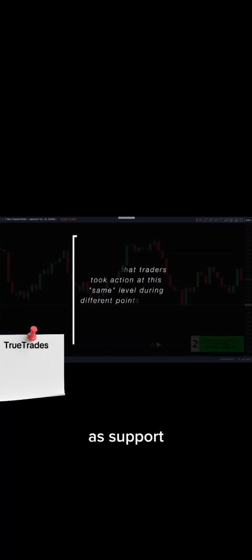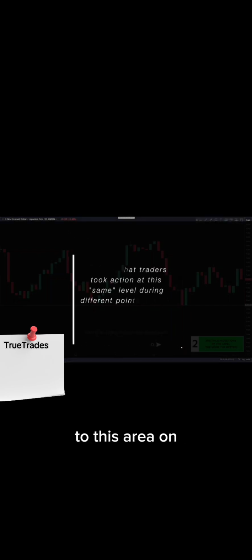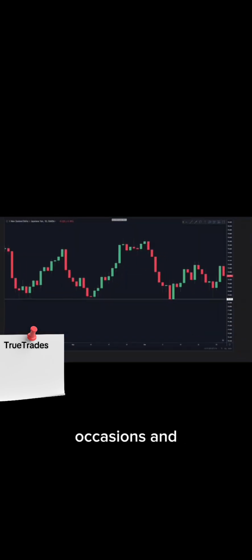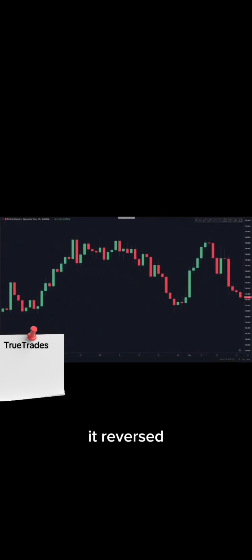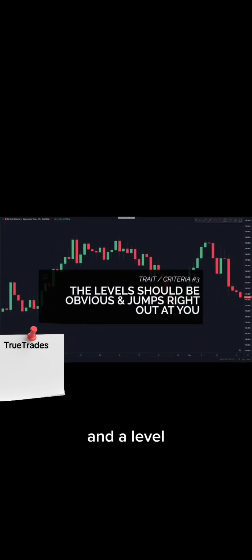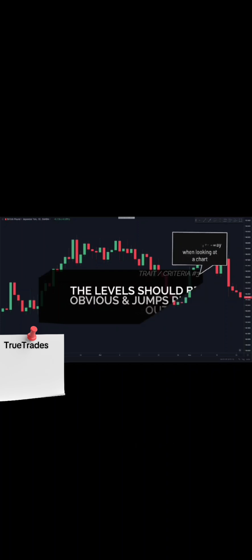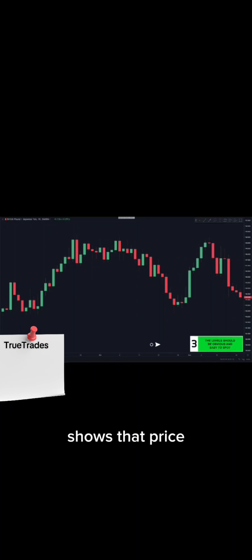So why is this important? Multiple rejections shows that price reacted to this level more than once, meaning traders took action at this level during different points in time. Now to the next criteria we look for. Trait number 3 is very key. The level should be obvious, meaning the level should jump right out at you, and you should be able to spot them right away. So here in the pound yen, you can see the very obvious levels.